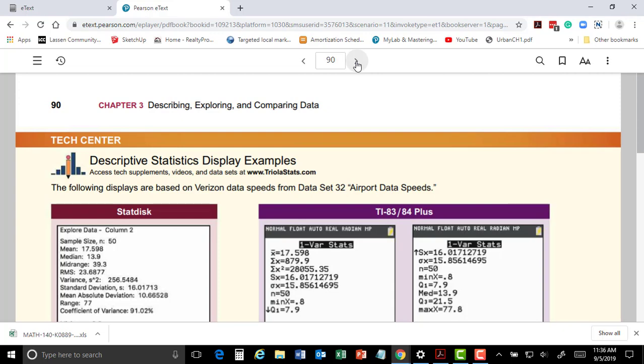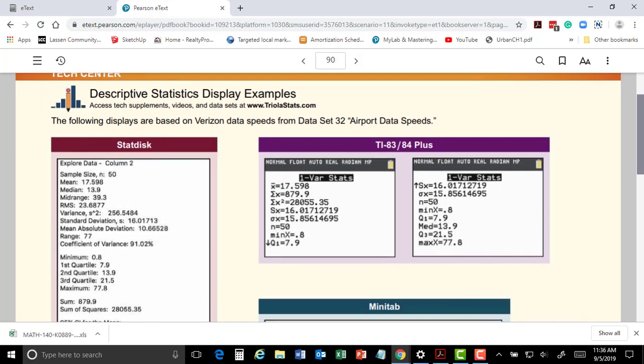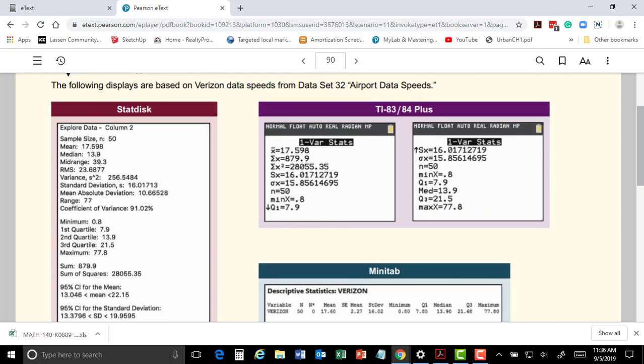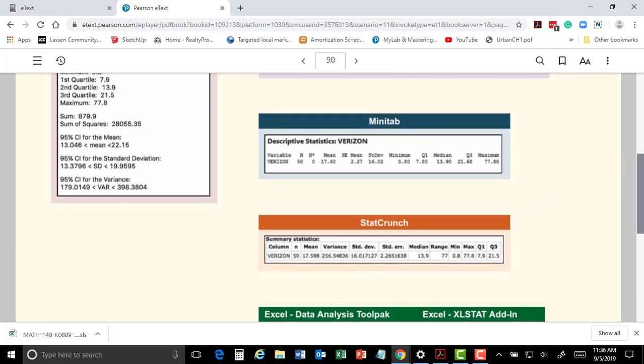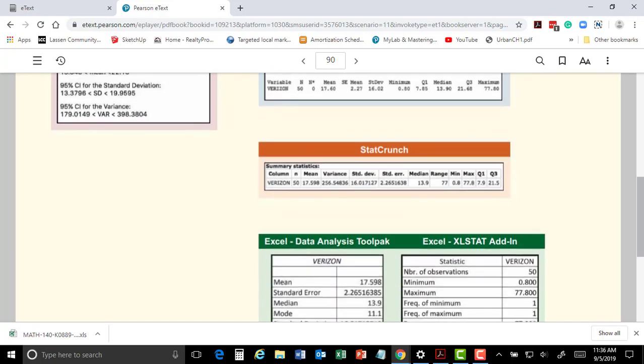Here is exactly the steps that you're supposed to go depending on how you want to solve this. Whether you want to use Excel or the TI-84 Plus, it's supposed to give you some information on how to do it. StatCrunch is what comes automatically.